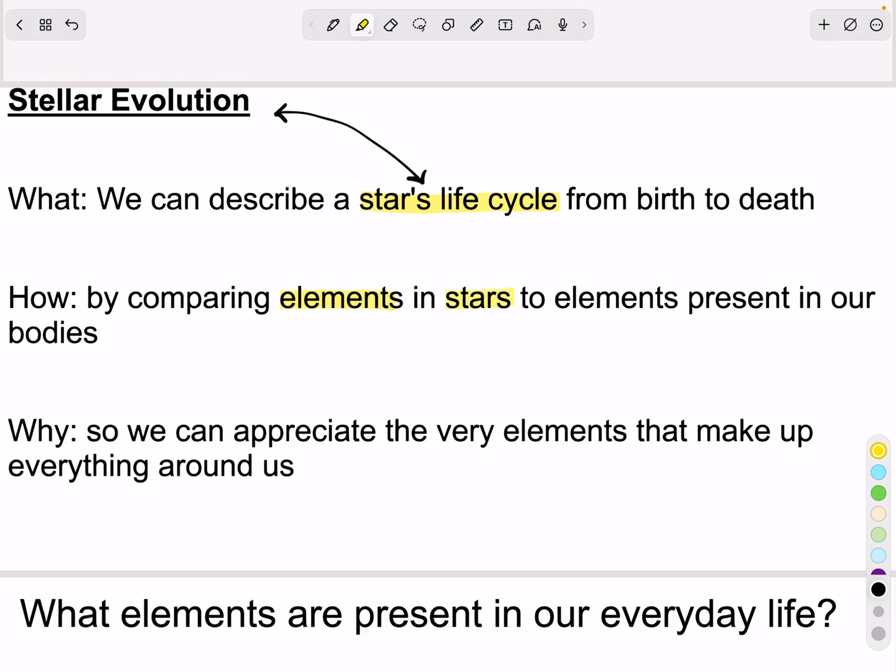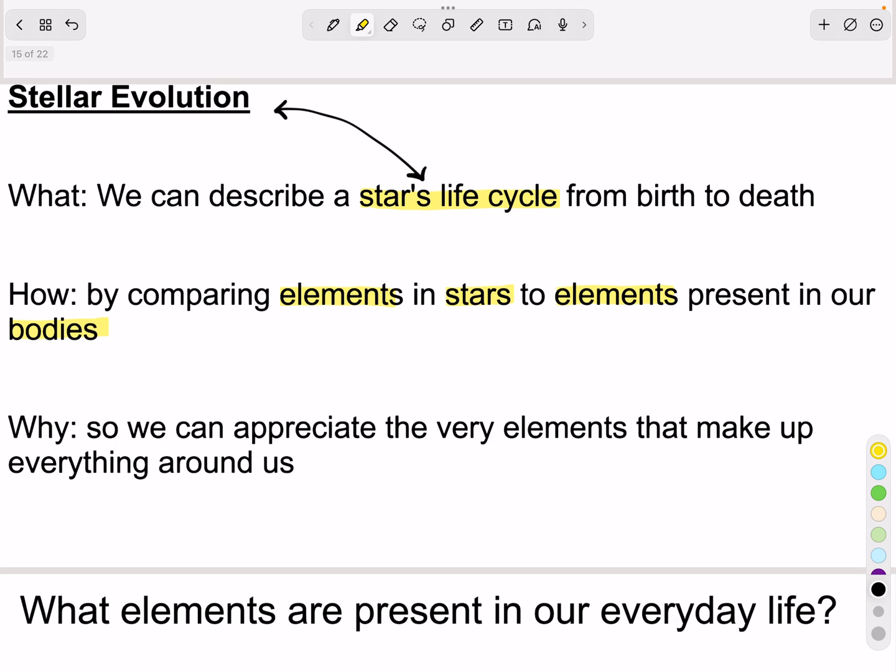So elements in stars and elements present in our bodies are actually very similar. We do share a lot of elements that stars have. And it's really, really cool because then we can say that we are technically superstars, which I think is the coolest thing about learning astronomy: how many elements we have in common with the stars in space.